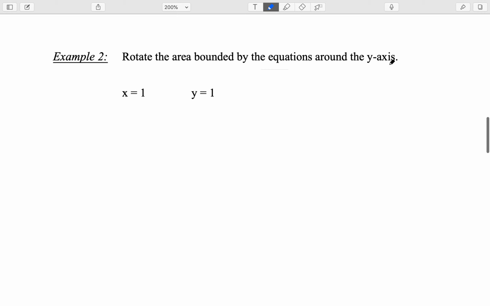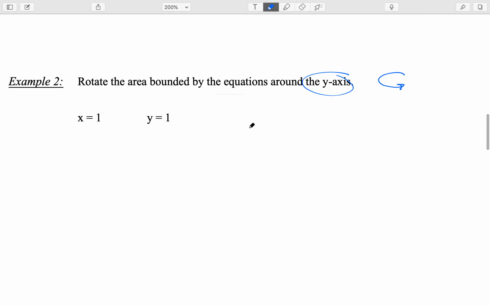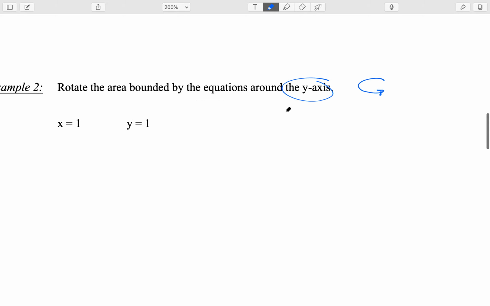Rotate this area around the y-axis. So it's going to be spinning in this direction, not vertically, in this direction. Okay. Rotate this area. Well, hang on, what do we got? I'm missing some of the stuff. This should be x is equal to 1, y is equal to 1, and here's the other function. Y is equal to 4 over x. Okay?